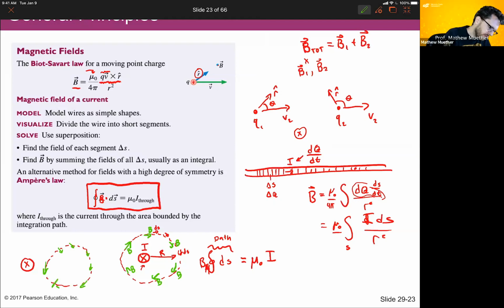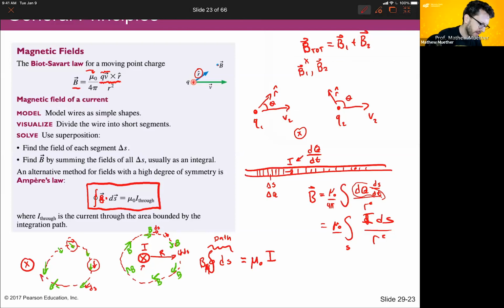It wants to be pointing something like this. The B field is going to want to circulate around that charge. So you can imagine now as I move around this path, if I pick these little ds's, well, over here in this region, the B field and my little path vectors are going to have components that are aligned.